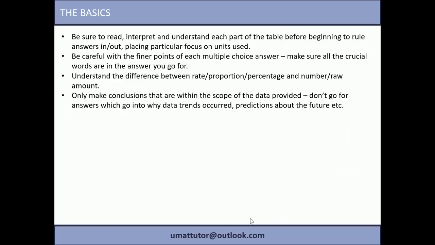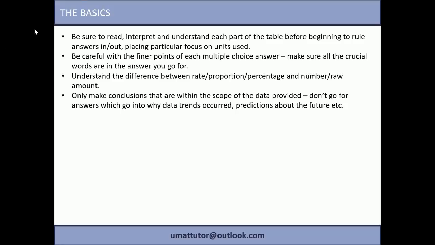Just first a few basic tips. The first and most important is just to be sure that you really understand what the table is showing before you begin to jump into the answers and rule them in or out. So usually interpreting a table isn't the most difficult thing, but in UMAT there's often some trick or a few tricks with the way the data is presented. So it's really important to be careful in reading the headings, the subheadings, the units in particular. Often there's some little trick in the way the units are presented. So really make sure you understand what the table is showing before you go into your working.